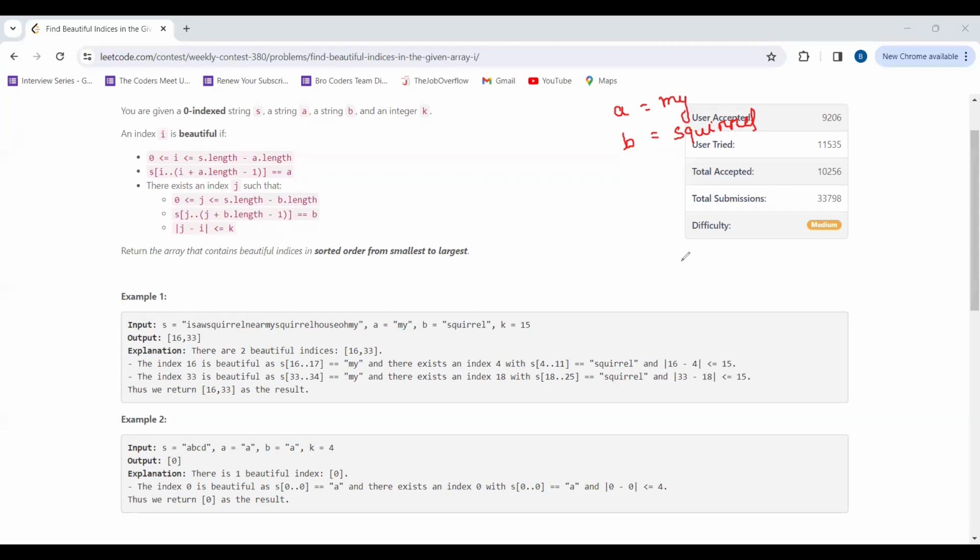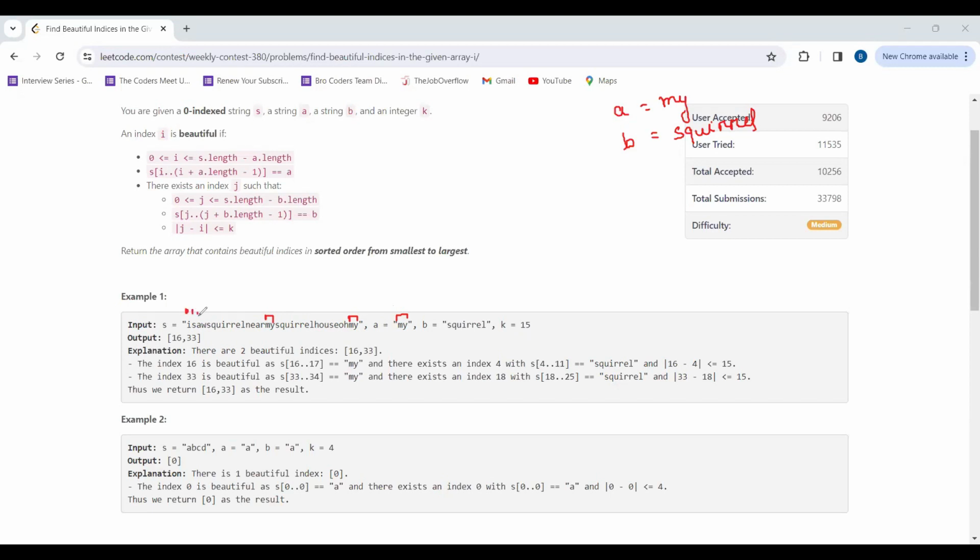So first of all, what we'll do is find all the occurrences of string A in the array. String A is "my". "my" is present at this index, and again at this index, right? So let's see the indices also.